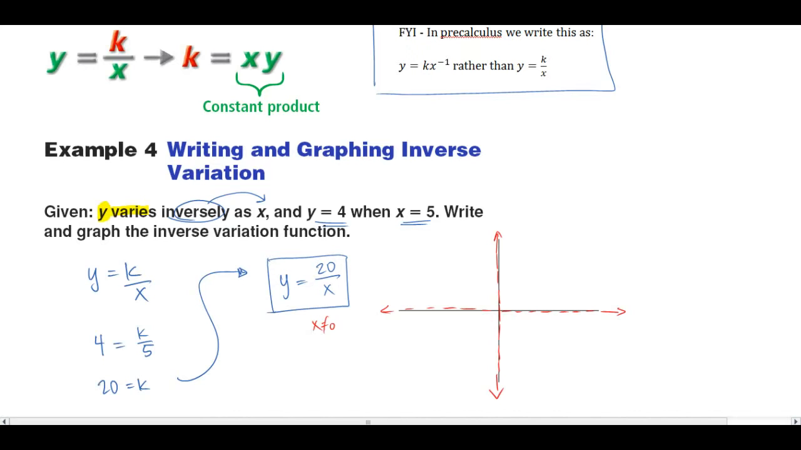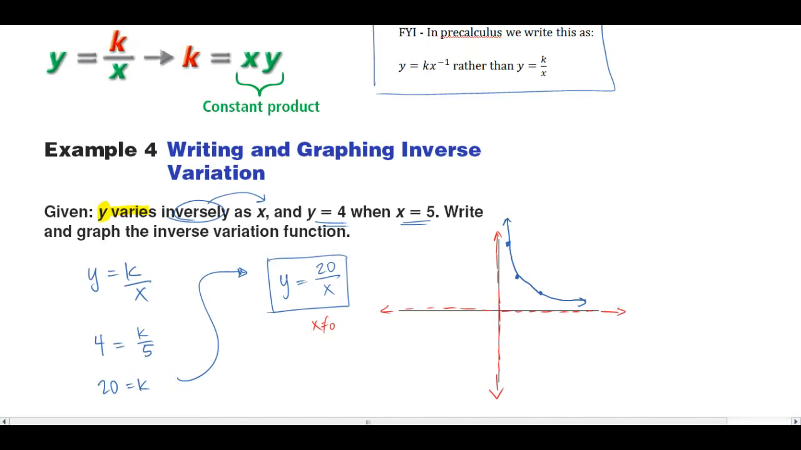Now, how do you graph anything? You then just plug in some points. So I can just try to think of x's and y's that work. You'd probably think of ones that you like. When x is 1, y is 20, so that's way up here. When x is 2, y is 10. When x is 4, y is going to be 5. And so you can start to see this little curve that goes like this. And boom, there it is.